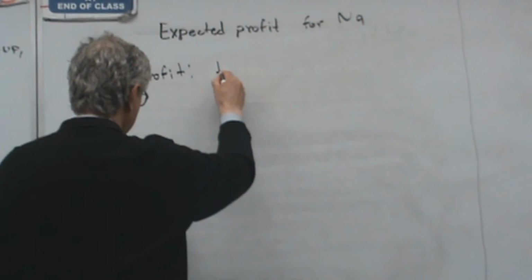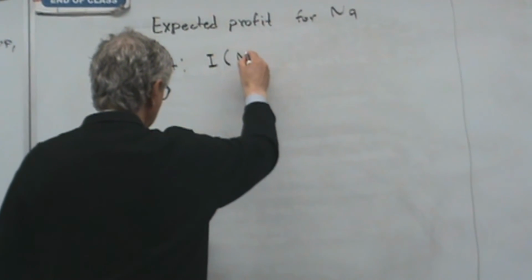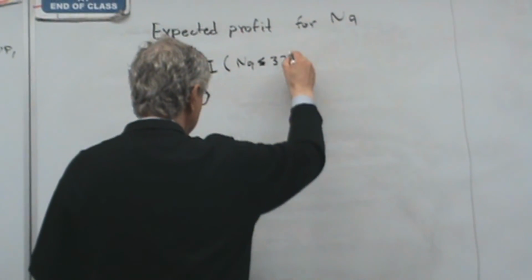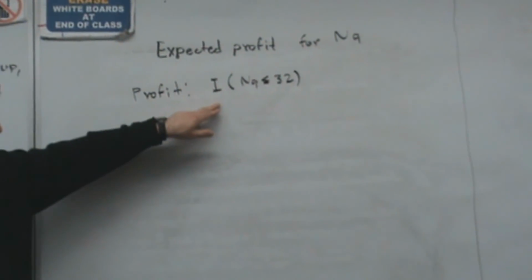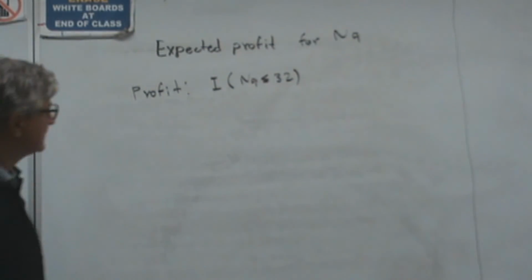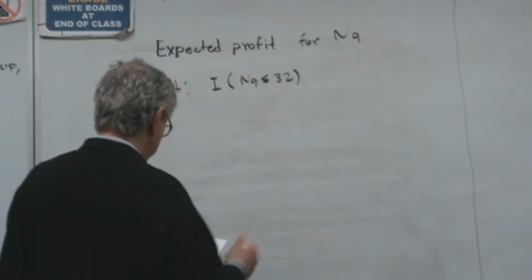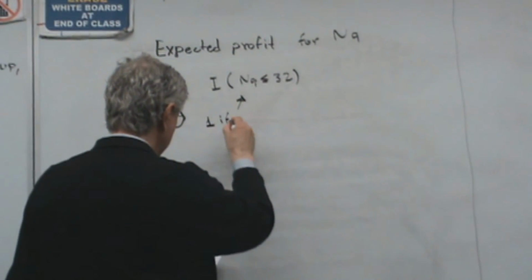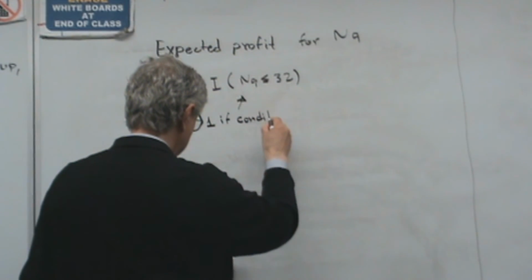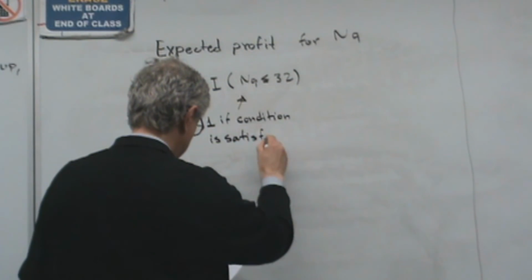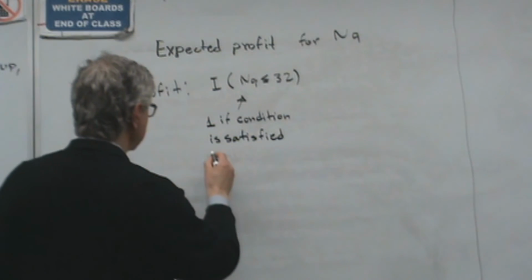So the profit will be I, NQ less than or equal to 32. This is an indicator function which is 1 if the condition in the parenthesis is satisfied, otherwise it's 0. Okay? So this is 1 if the condition is satisfied, and it is 0 otherwise.